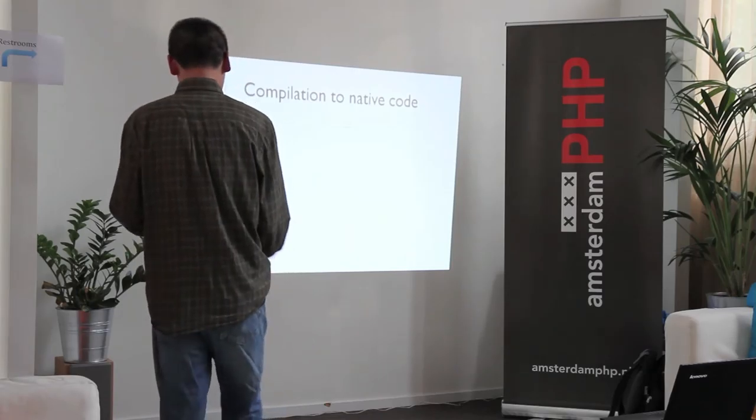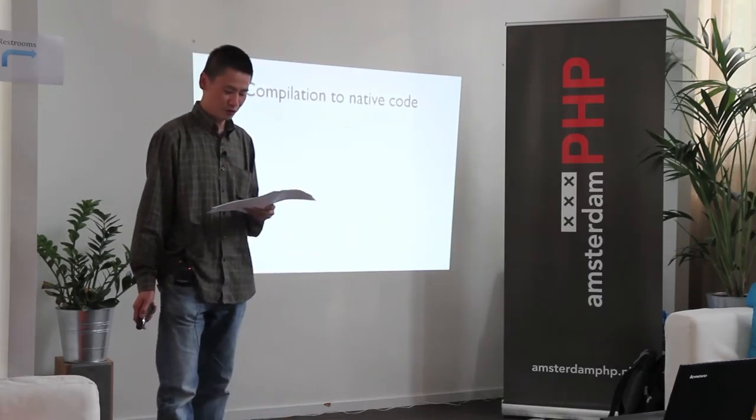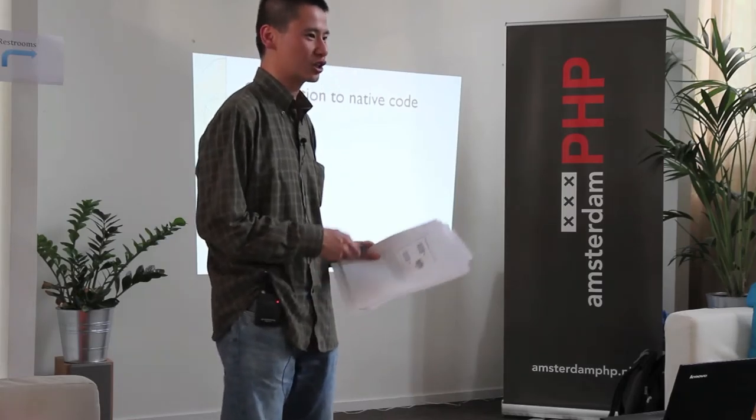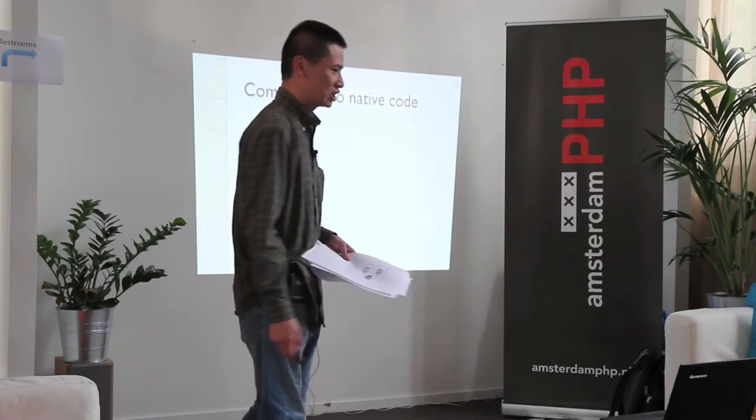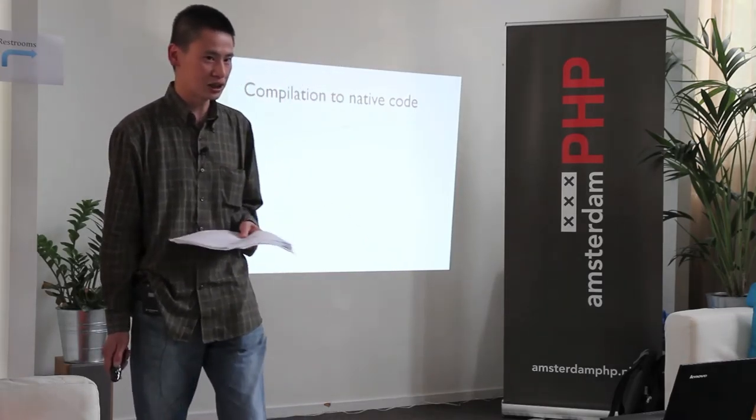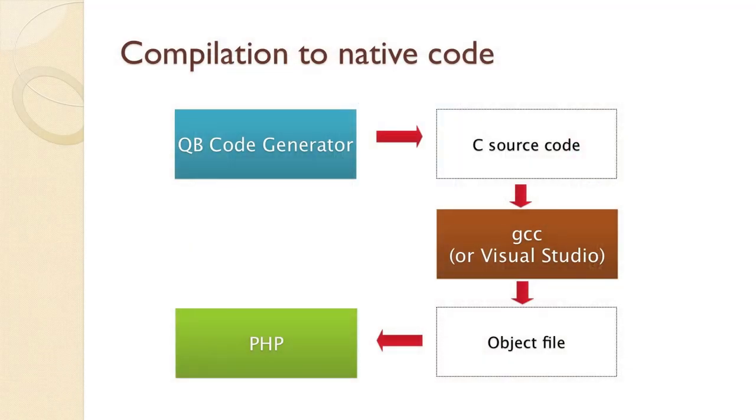Okay, so for a situation where you want to squeeze out as much performance as possible, QB gives you the option to compile functions into native code. The capability is actually not built into the extension itself. What the extension does is it generates source code in the C language, and then it hands it off to an external C compiler, which is GCC on Linux or the Mac. On Windows, it's Visual Studio. And then the compiler produces an object file, which gets dynamically linked into PHP.